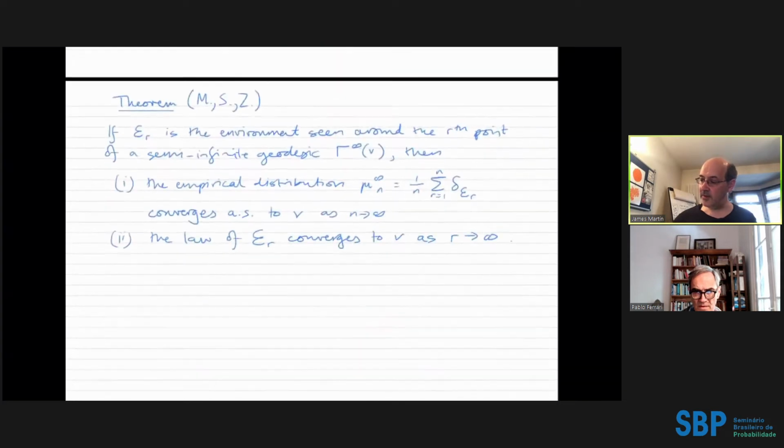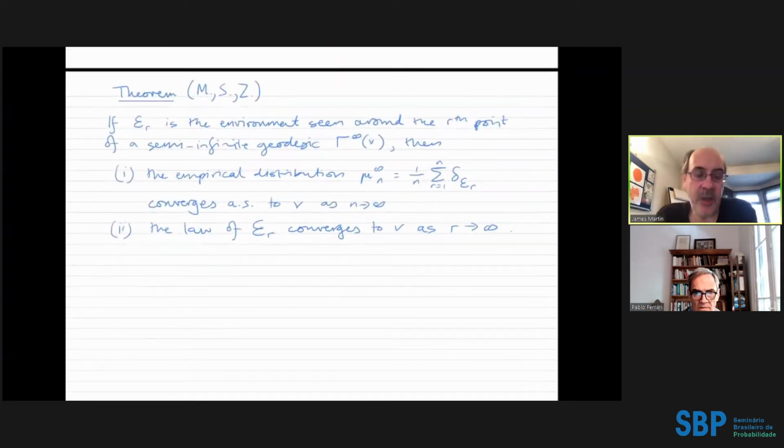Okay, so the form of the theorem I wrote before was about finite geodesics, but actually we can also ask about what happens along these semi-infinite geodesics, and that turns out to be easier to prove directly. So that's really what we start off by proving, a related result along a semi-infinite geodesic. So take the semi-infinite geodesic, this gamma infinity starting at any point V, and we can define the environment seen around the rth point of this geodesic.